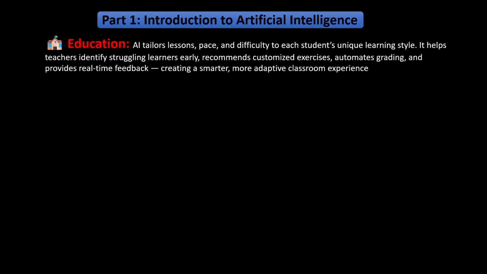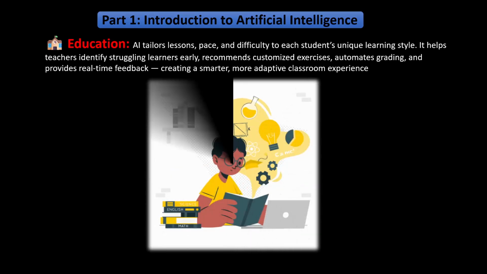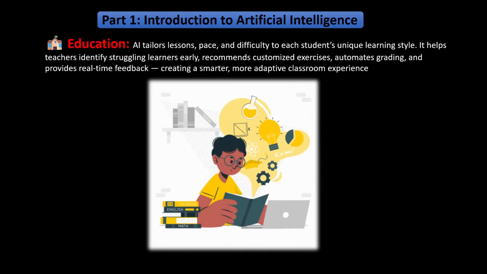banking ecosystem. Next, artificial intelligence in education. Now, artificial intelligence tailors lessons based on difficulty to each student's unique learning style. Because let's say you are a student and you join your bachelor's or university, you might have a unique style. So it will be difficult for a teacher to understand different unique styles for different students. But now AI helps teachers to identify struggling learners early because AI recommends customized exercises, automates grading, and provides real-time feedback, creating a smarter and more adaptive classroom experience.